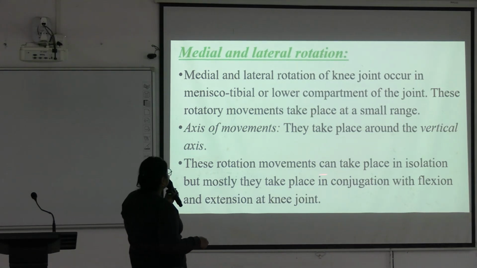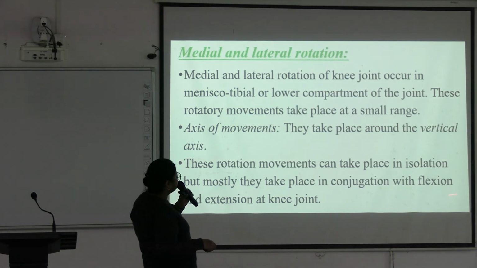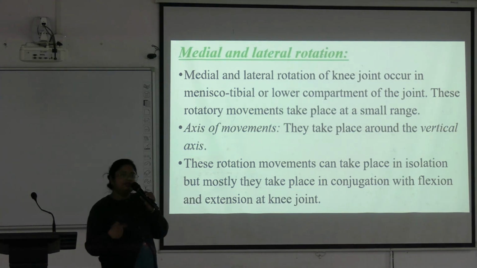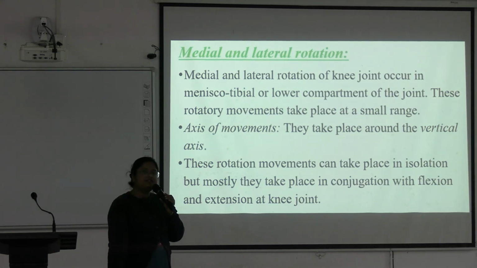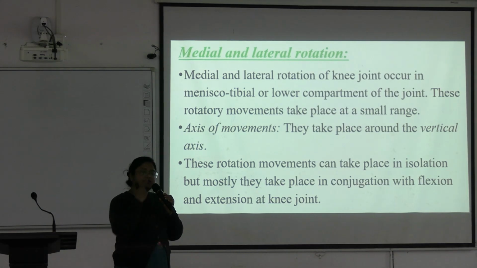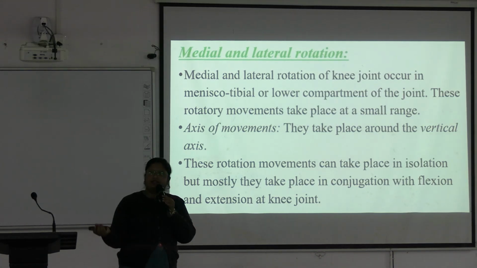These rotation movements can take place in isolation, but mostly they take place in conjunction with flexion and extension of the knee joint, that is, during locking and unlocking of the knee joint. You can see the flexion and extension of the knee joint occurring around the transverse axis, and this medial and lateral rotation occurring around the vertical axis.